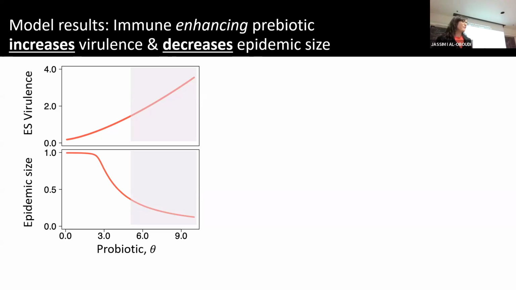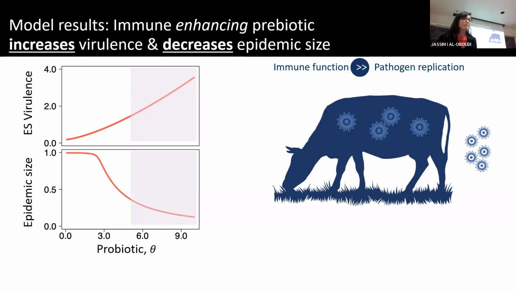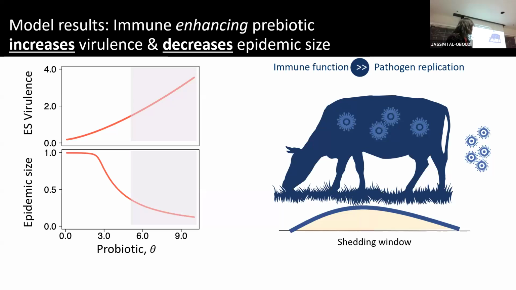So what's driving these different outcomes? If we have this probiotic that's increasing immune function, then the immune function is able to keep up with pathogen replication. It's a really robust immune system, and so the host is really rapidly able to clear the pathogen as that pathogen is growing and replicating. What this does is it ends up selecting for a pathogen that's going to speed up its growth, because it needs to grow faster to keep up with this immune system.